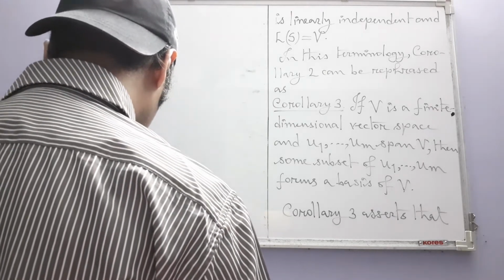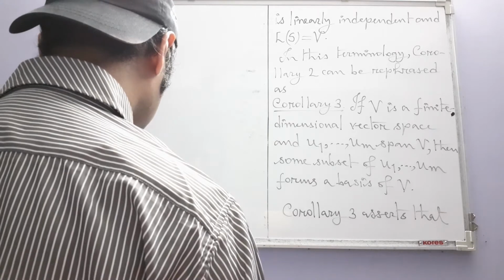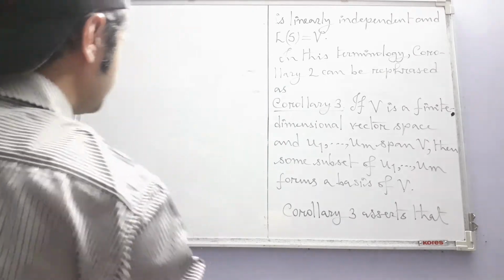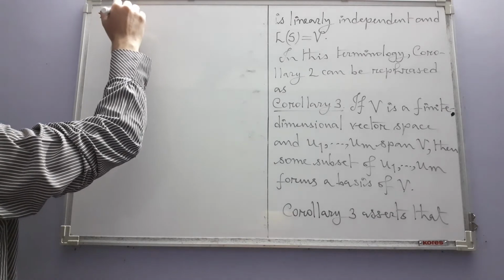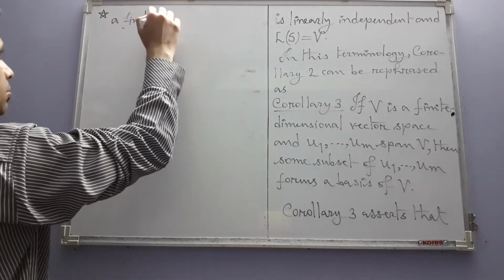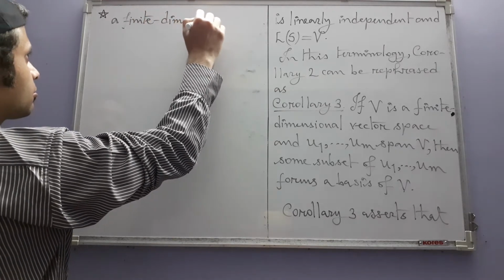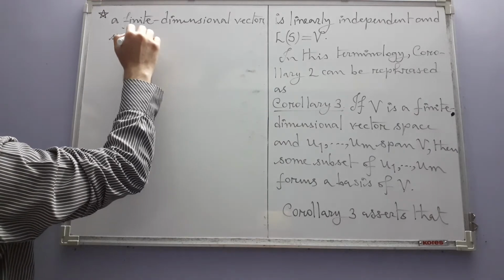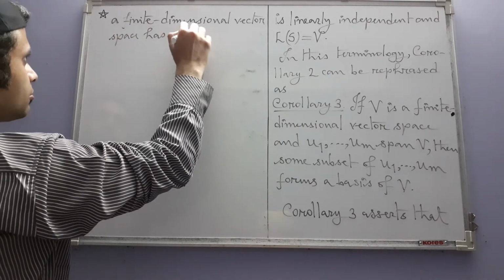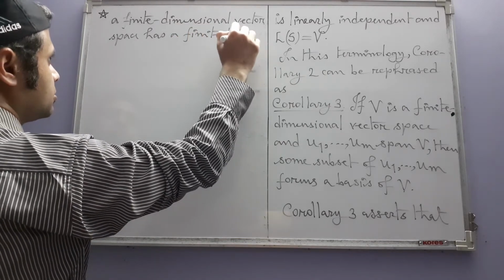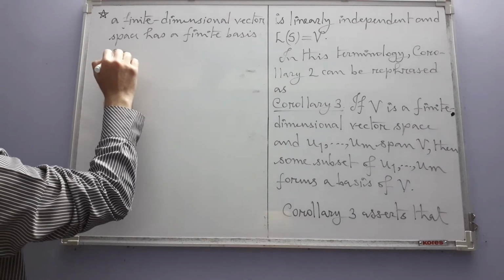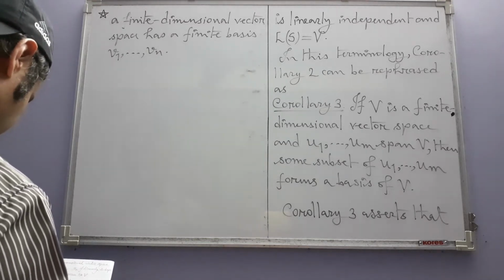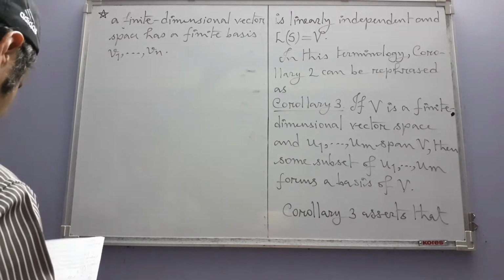Okay, so what does Corollary 3 assert? It asserts that a finite dimensional vector space has a basis containing only finitely many elements, or more simply, a finite dimensional vector space has a finite basis, say consisting of these n vectors. Did we mention what space? It does not matter, the vector space is there in the background.